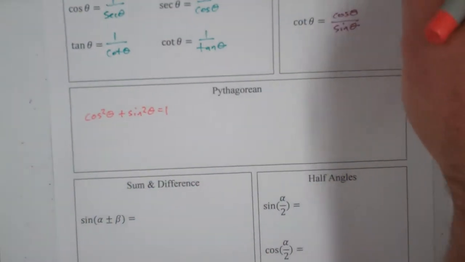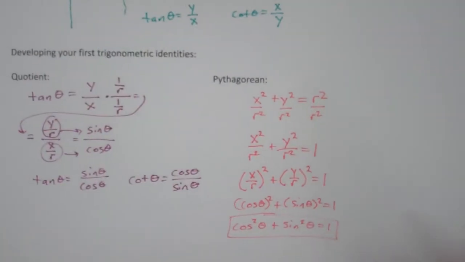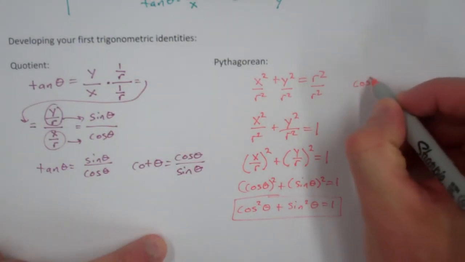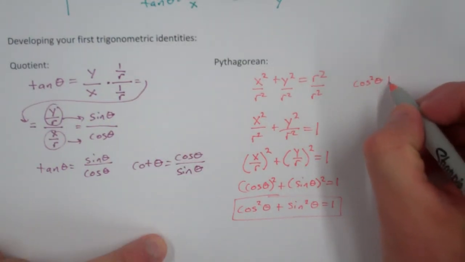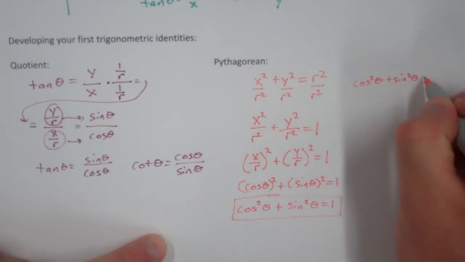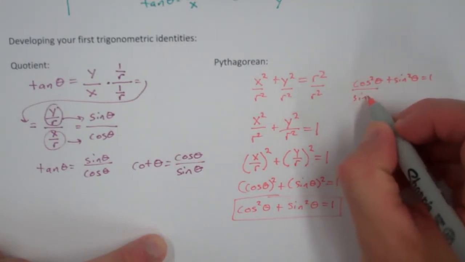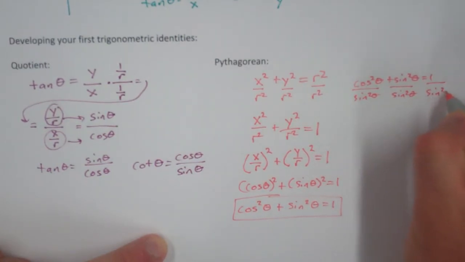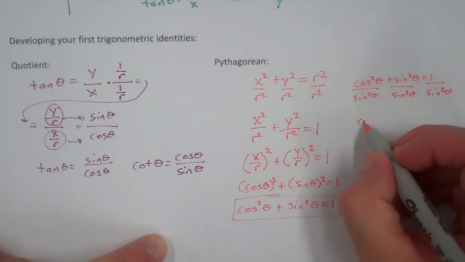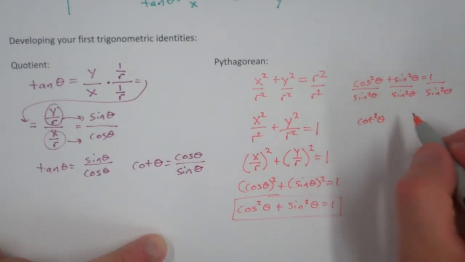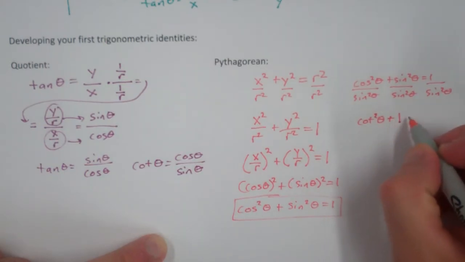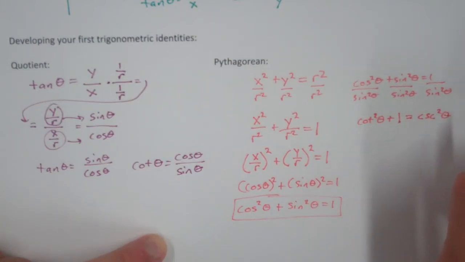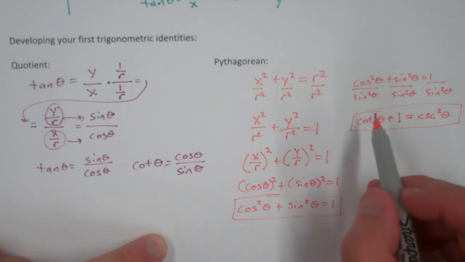We're going to work with this relationship here, and on the right hand side what I'm going to do is divide by the sine squared on the left and the right. Notice here how that's just the cotangent squared, cosine over sine, plus 1 is equal to the reciprocal of sine, which is the cosecant. So this is another Pythagorean one.